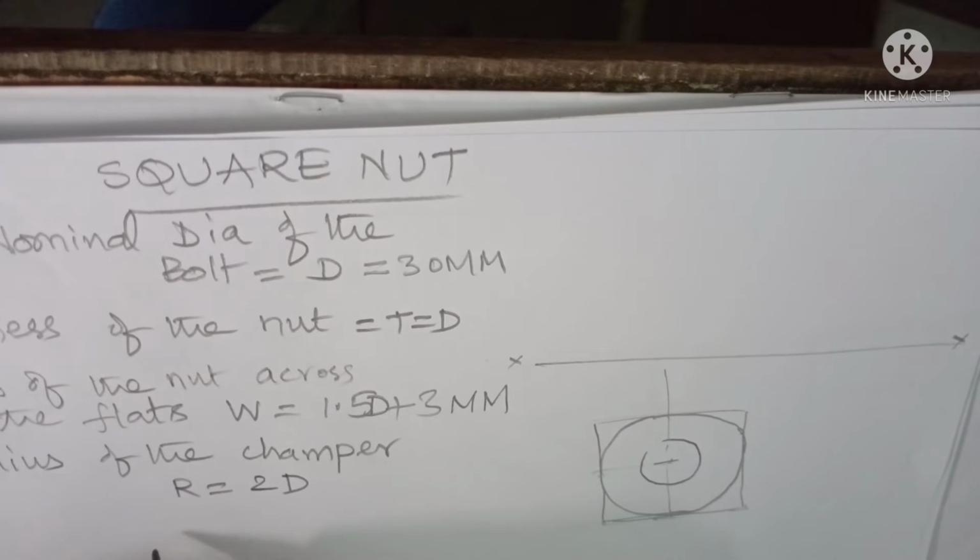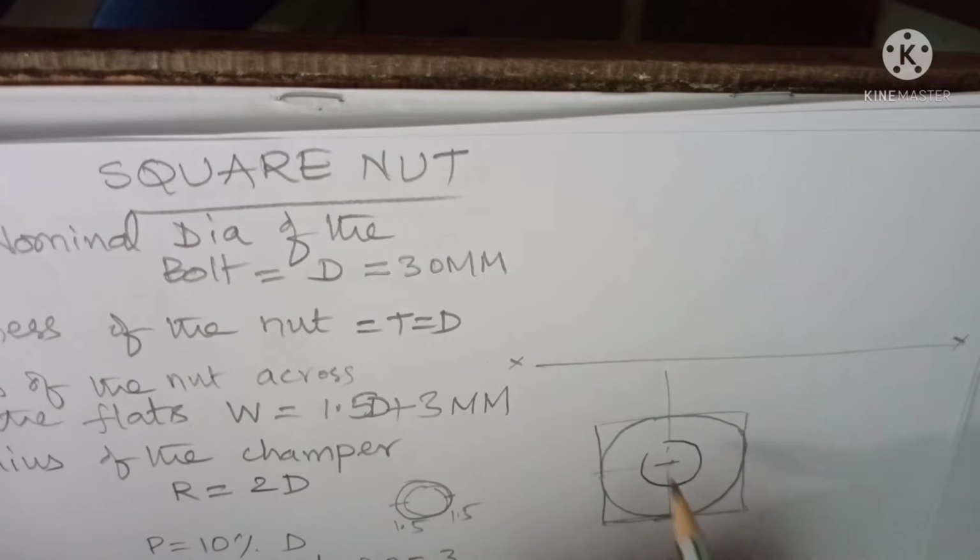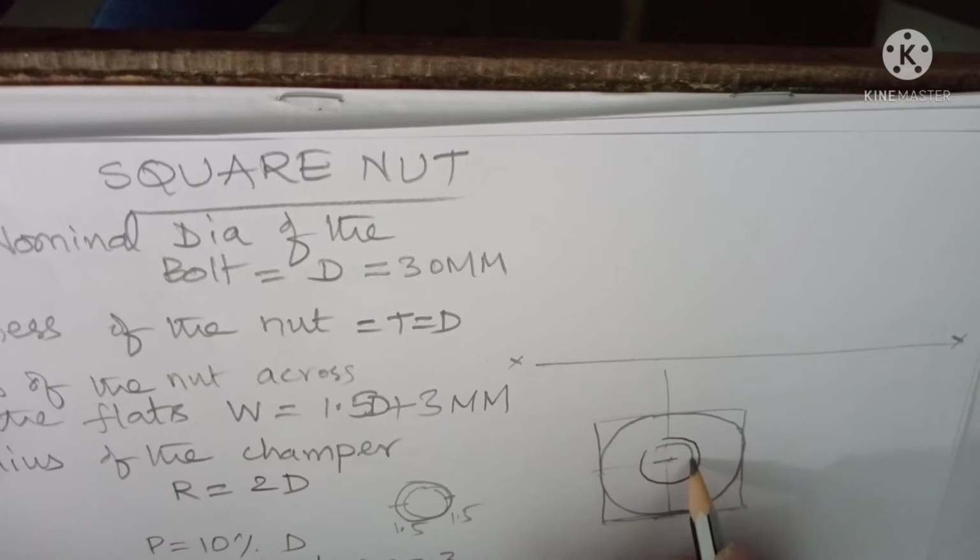We have already calculated: pitch is equivalent to 10% of D. So 10% of 30, how much are we getting? 3 mm. That is, if you are taking this D as 30, the pitch is 3. So if you are drawing a circle here, this and this value should be 3 mm. So it is 1.5 and it is 1.5. So what we have to do, by taking 27 here, after 3, draw this circle like this.